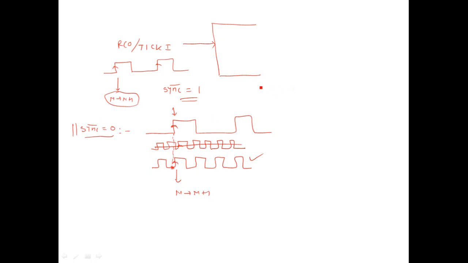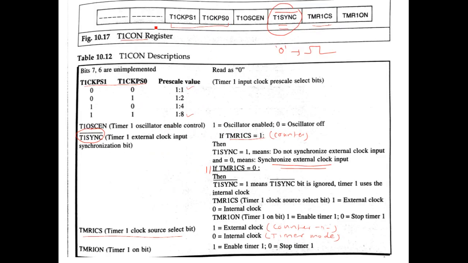Okay, if this SINAC bit is 1, it is inactive, then this is ignored. As soon as this edge occurs, it will be immediately incremented by 1. So the count will be incremented asynchronously. Is it clear? Okay, so that's how this bit works.